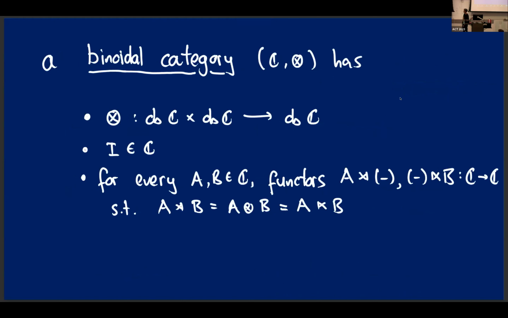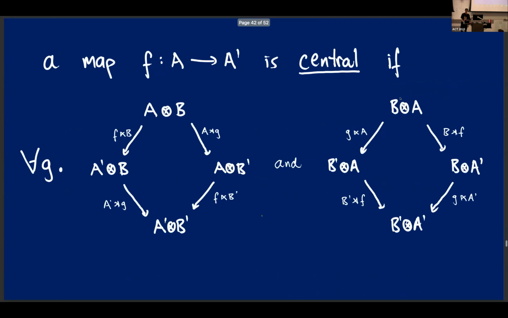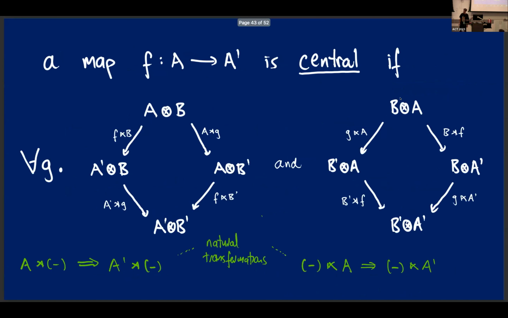Okay, so we take this definition of binoidal category, we apply our recipe, and we turn it into a binoidal bicategory by just replacing those things with pseudo-functors. That's all very nice. Okay, so what about centrality? To deal with this, what you have to observe is that these maps F here are actually defining natural transformations.